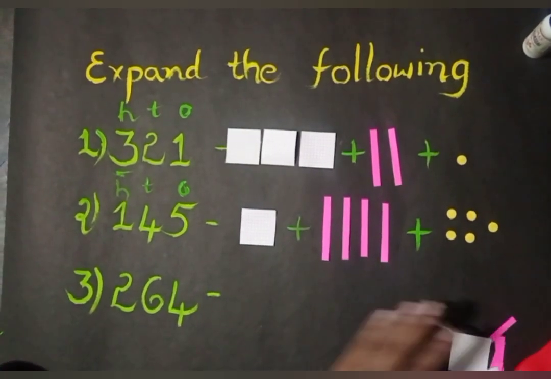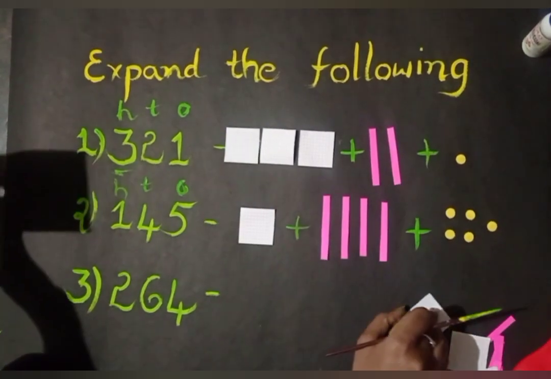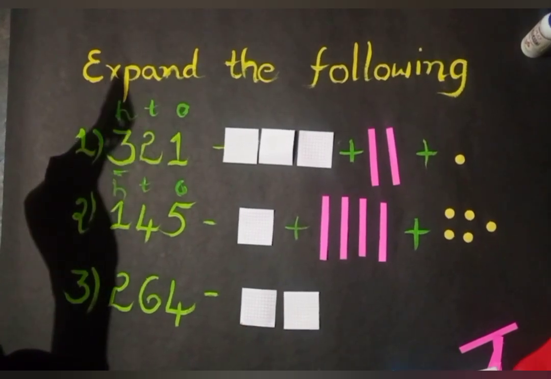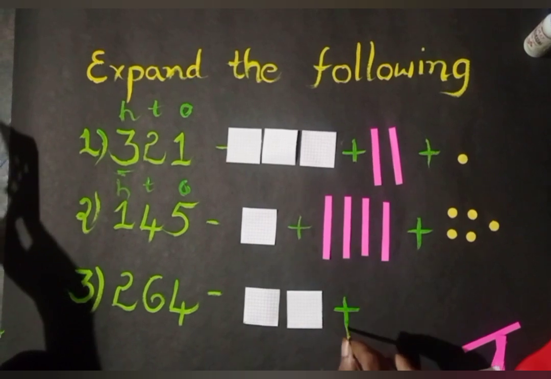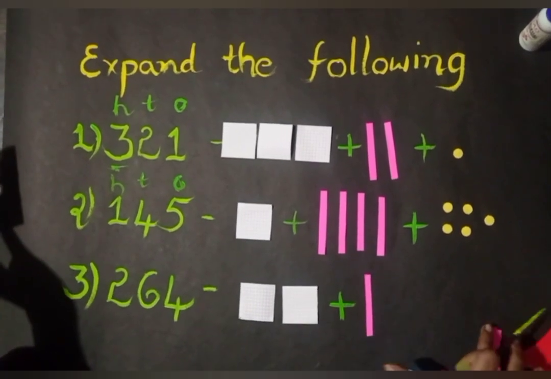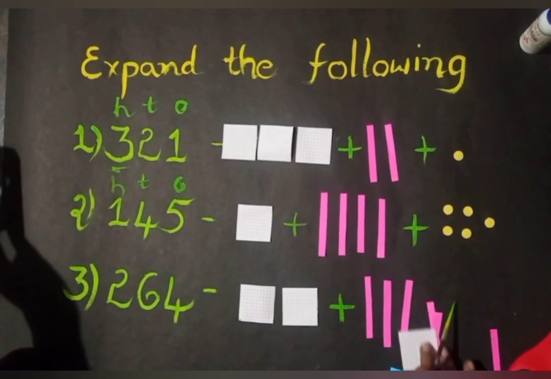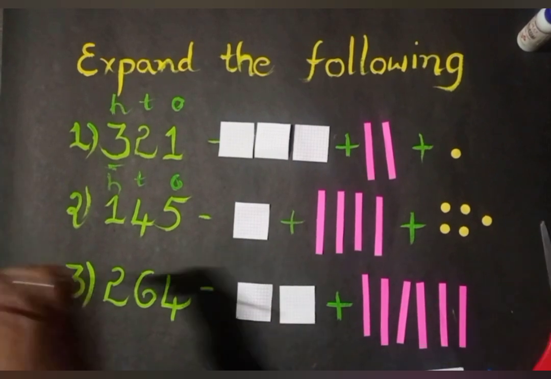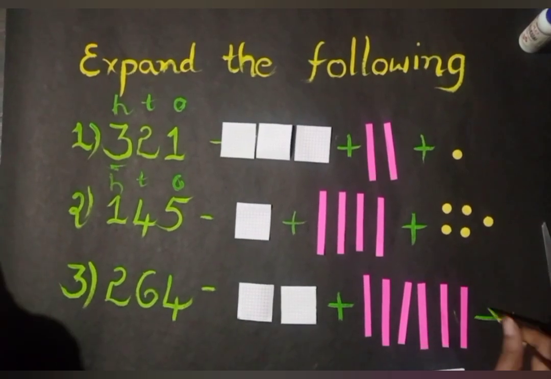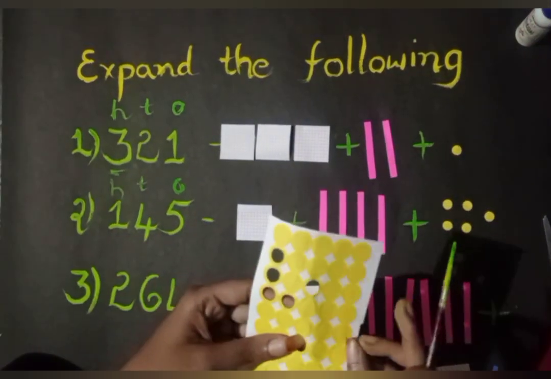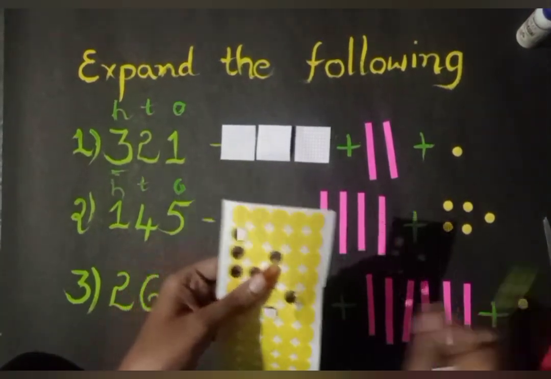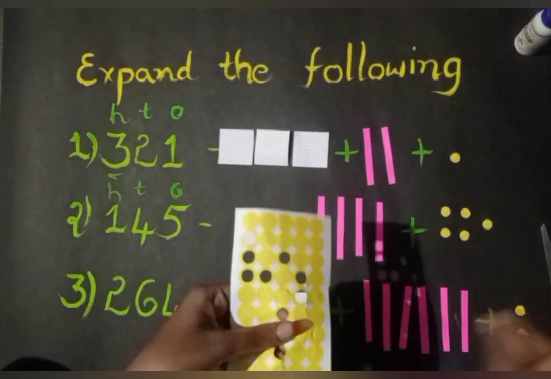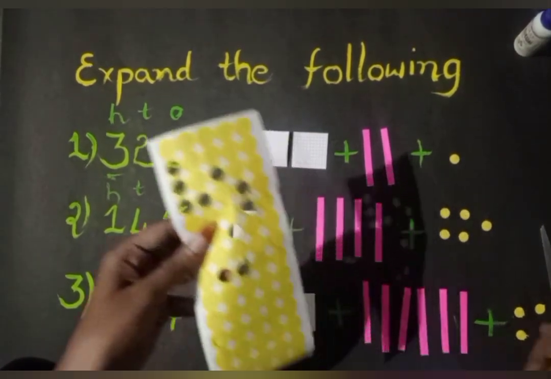Then the next one, 264. It means I have to take 200 blocks. It means 2 squares I will take. Then which symbol do I have to put here? Right, plus symbol I have to put. Then 6 standing blocks I have to take. 1, 2, 3, 4, 5 and 6. Then again I have to go with the plus symbol. Then 4 ones. 4 ones means 4 circles I have to take. 1, then 2, 3 and 4. That's it, right?